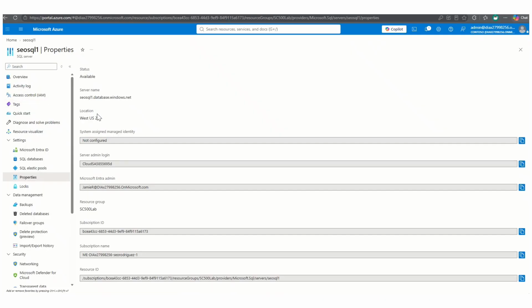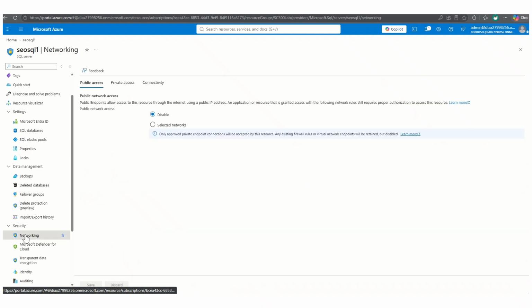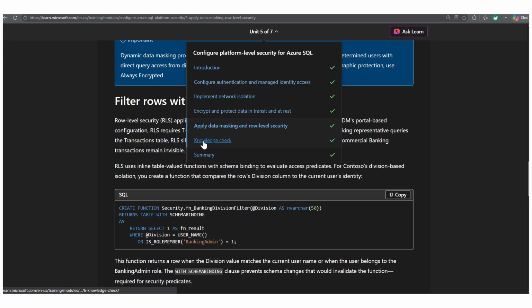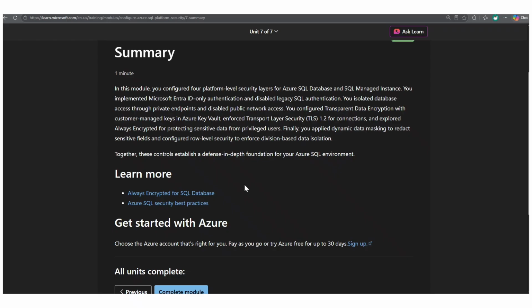So we went through networking, right? And the private endpoint. As always, remember to come in and take the knowledge check quiz. But in this module, we configure 4 platform level security layers for Azure SQL database and SQL managed instances. We just looked at the SQL database server, not the managed instance. You implemented Microsoft Entra ID.